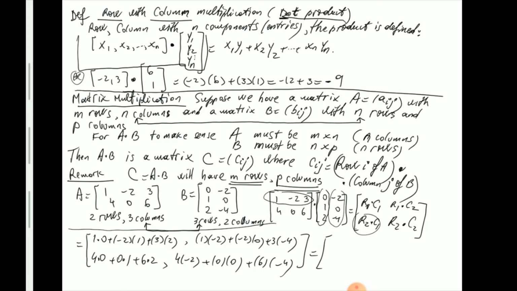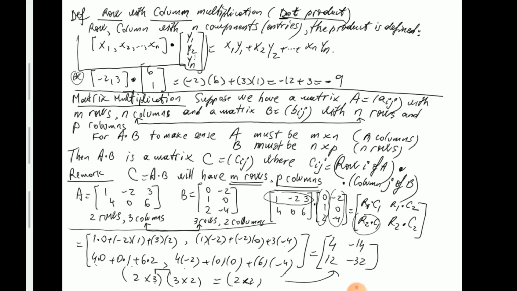So what do we get? Let's see. 0 minus 2 plus 6, that makes it 4. Minus 2 minus 12, that's minus 14. And then 0 plus 0 plus 12, that's 12. And then minus 8 minus 24, that makes it minus 32. Again, pay close attention. We multiplied a 2 by 3 matrix with a 3 by 2 matrix, right? So we managed to do this because the number of columns of the first coincided with the number of rows of the second, and the answer was 2 by 2, a matrix given by 2 rows and 2 columns. So I hope that's clear.